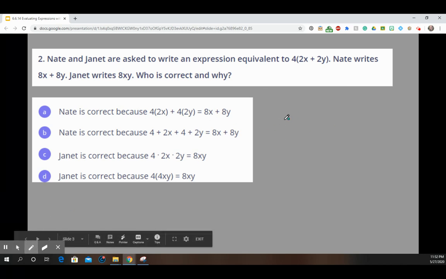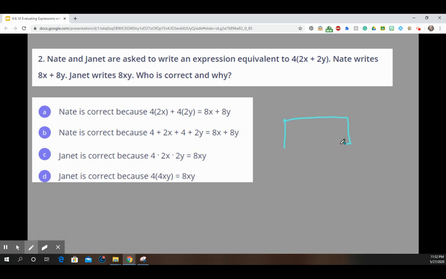So we have that width is 4, and one part is 2x. Oops, I wrote that a little bit messy. And the other part is 2y. Okay, so I can multiply 4 times 2x, and I'll get 8x. 4 times 2y, and I'll get 8y. I can't combine those because they have different variables. So I'm left with 8x plus 8y. All right, so definitely Nate is correct.